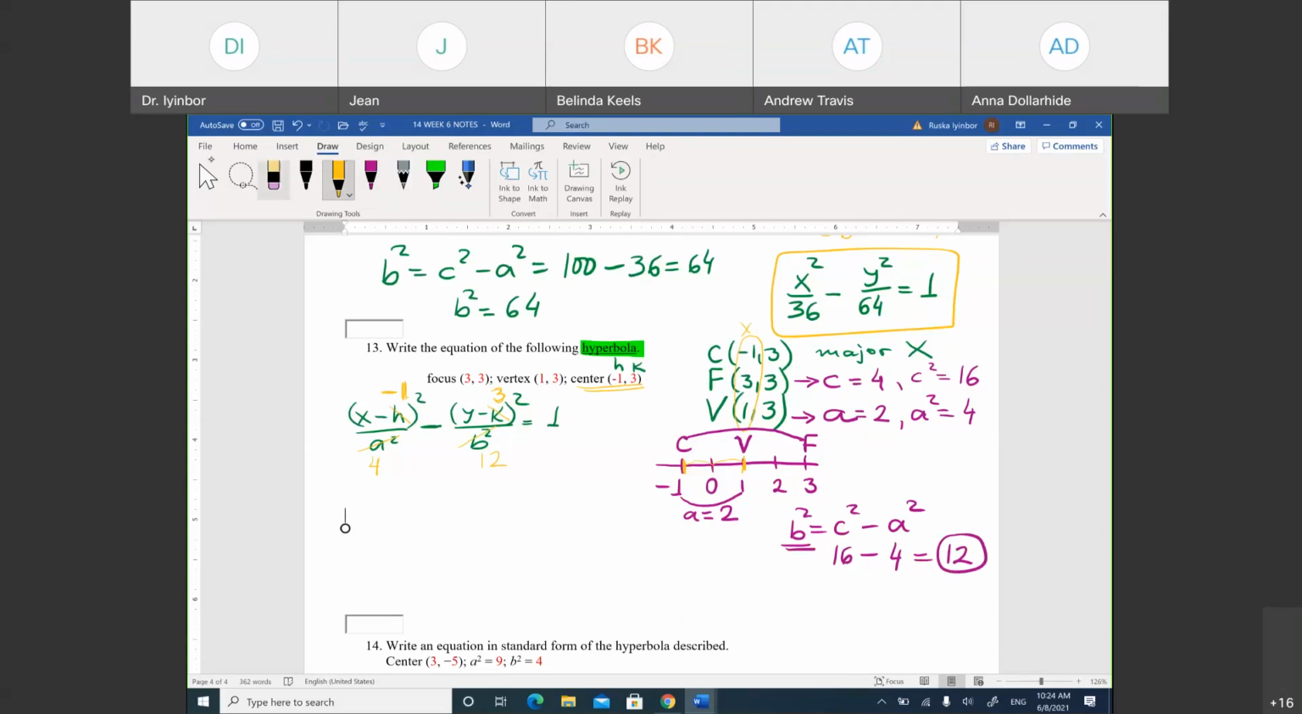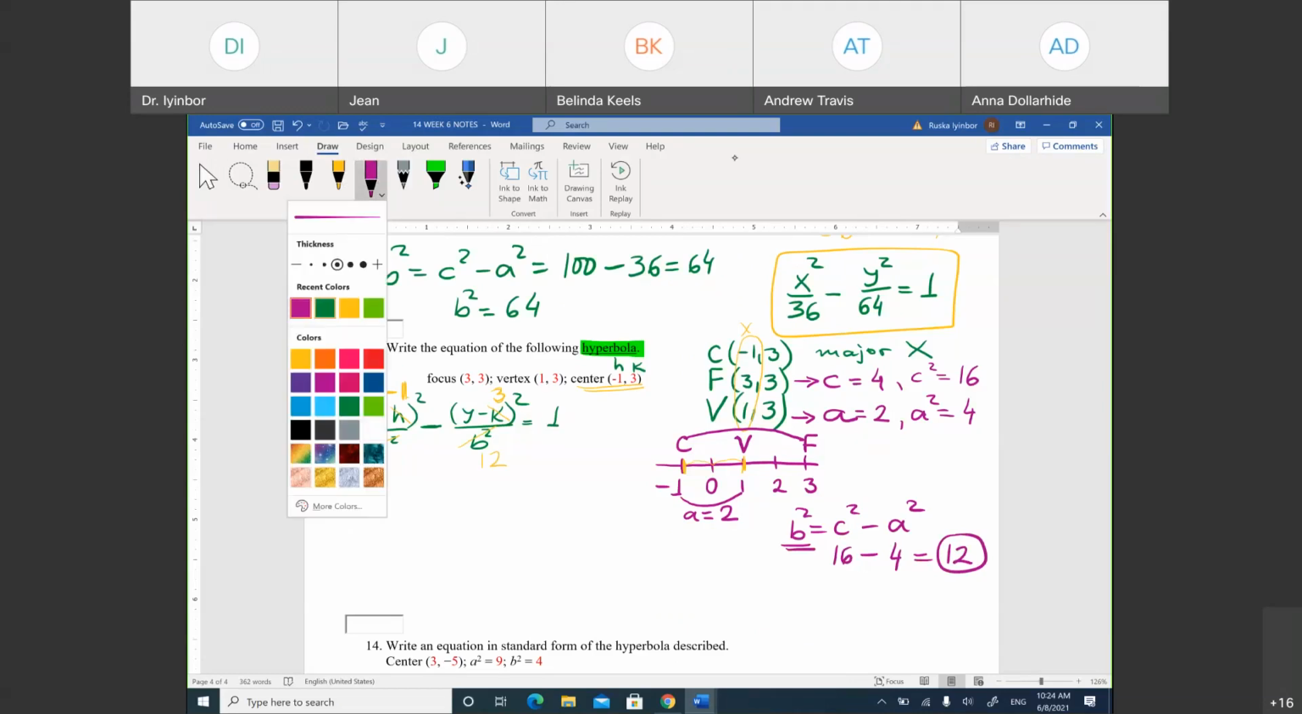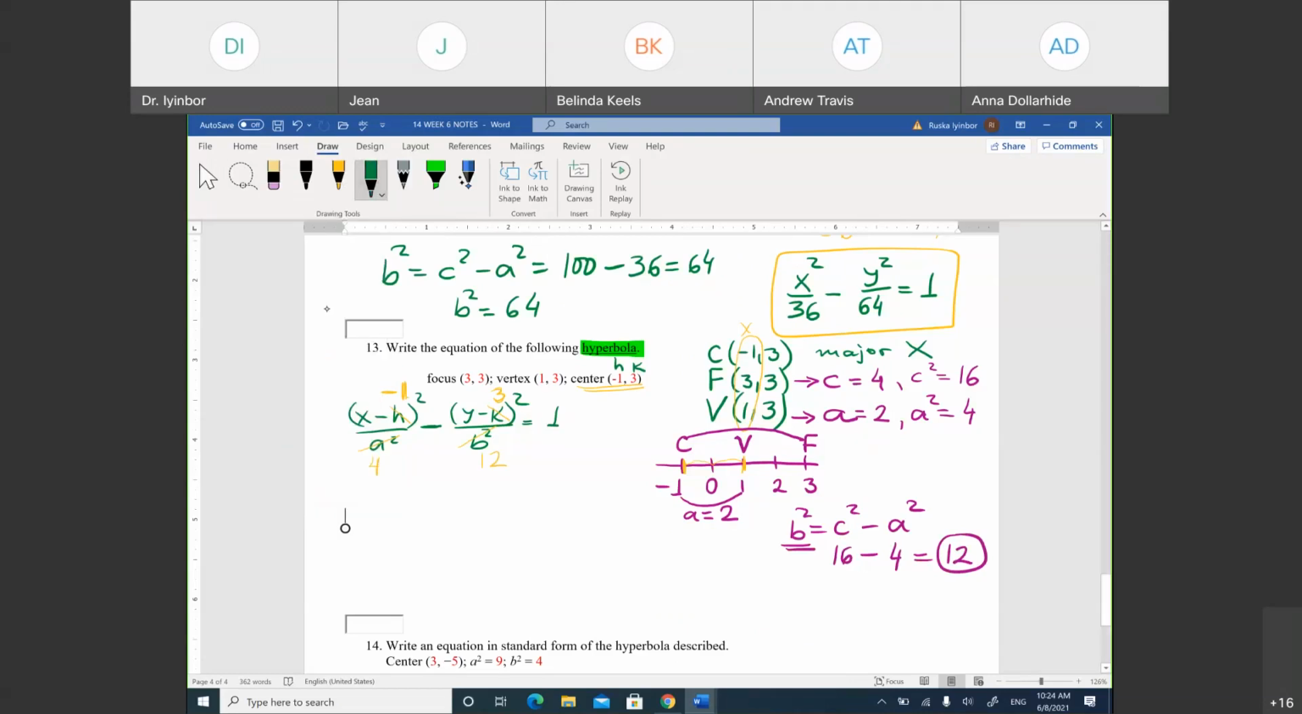So my final answer for this problem is going to be, now here we have x minus minus 1. So minus and minus make plus, right? So it's going to be (x plus 1) squared over 4 minus (y minus 3), because it's only one minus, squared over 12 equals 1. And this is what you're going to put in your answer box. That's your final answer. Okay?